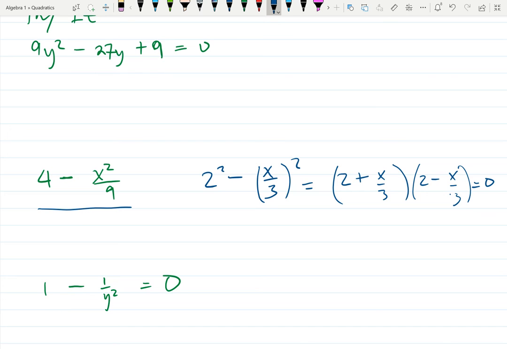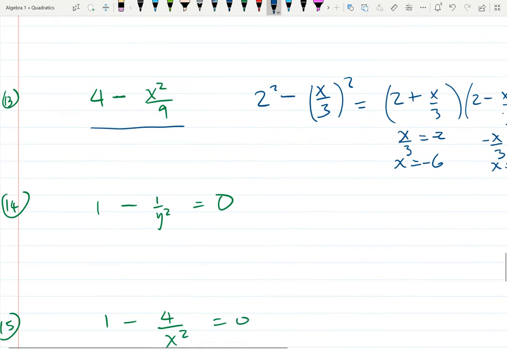So now we have what? If you put this equals 0, we have x over 3 equals negative 2, x equals negative 6. And then here you have negative x over 3 equals negative 2, and then you have x equals positive 6.